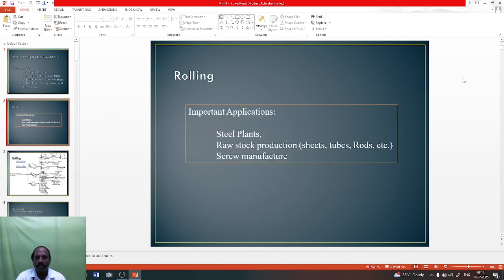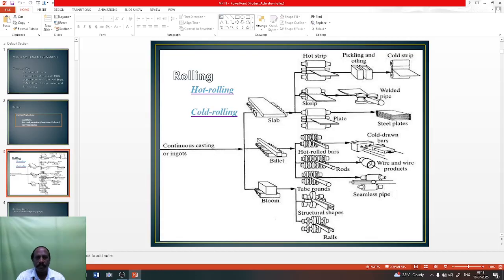So first we go for the rolling process. Important applications: steel plants, rods, stock production, sheets, tubes, rods, etc. and screw manufacturing. In the rolling process, there are two types: one is hot rolling and another one is cold rolling.